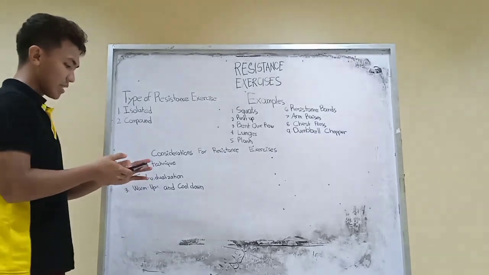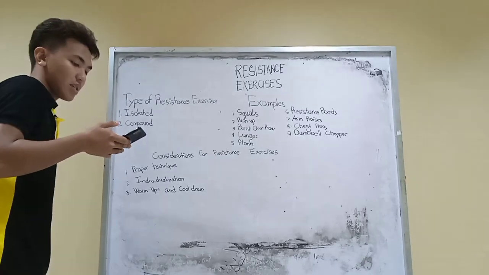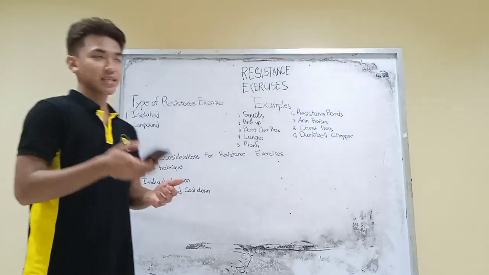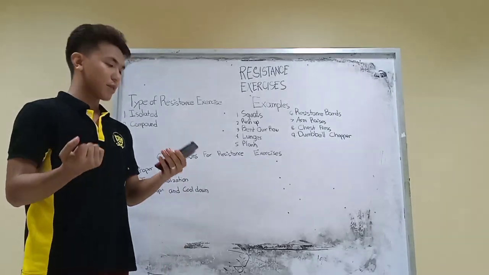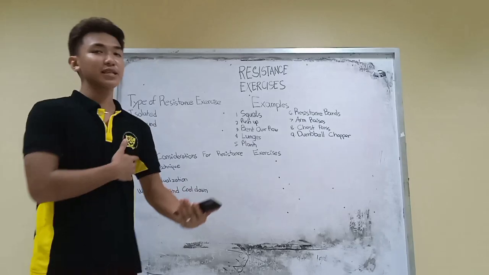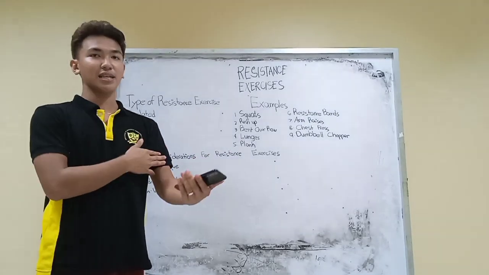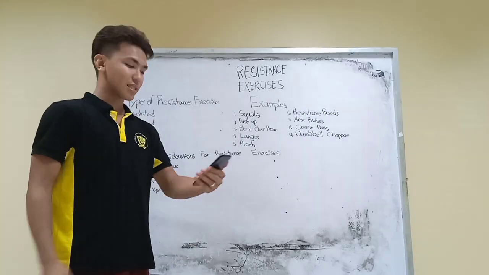First, the isolated. It is focusing on one muscle and one joint. So, for example, kung mag-bicep curl ka, ang maigo lang sa imo kay ang bicep, so it focuses on that. So, ang isolated kay nakafocus lang siya sa one muscle o kung mag-buhat ka, isa ka exercise na resistance.